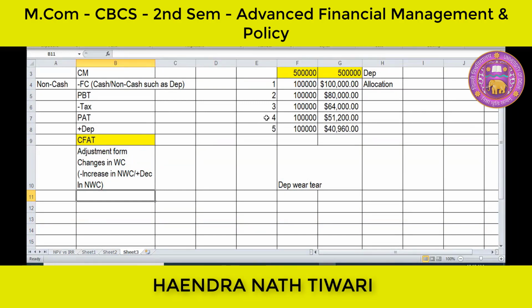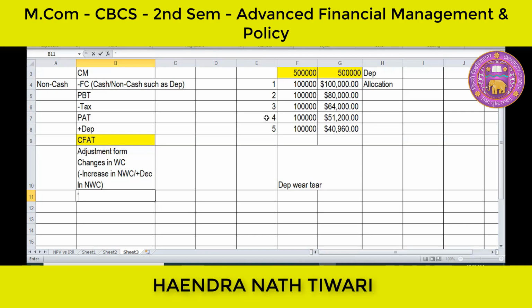Sir, then salvage value, residual value will also be there. We will add that to the cash flow as well. We will come to that; that is a different cash flow. Right now we are talking about annual cash flow, okay? You are very right. That is called terminal cash flow. We will consider that also.